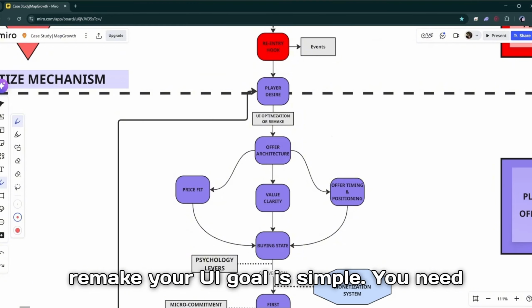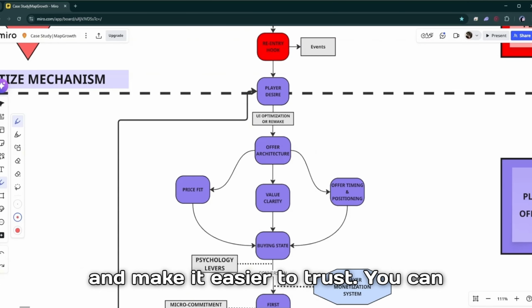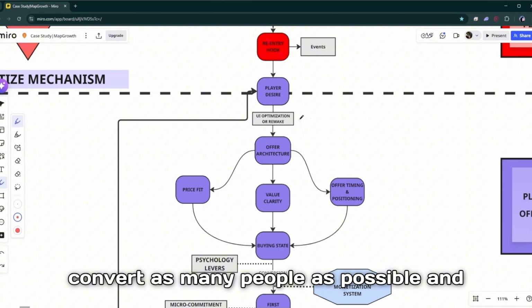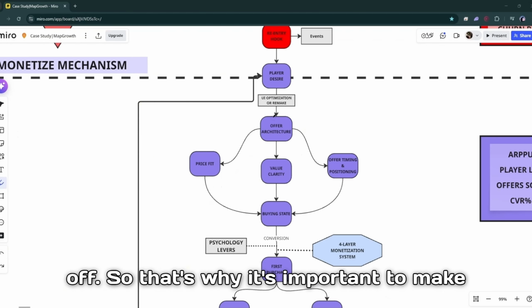So to remake your UI, the goal is simple. You need to make it easier to read, easier to use, and make it easier to trust, so you can convert as many people as possible and reduce the amount of players that click off. So that's why it's important to make the UI optimizations.